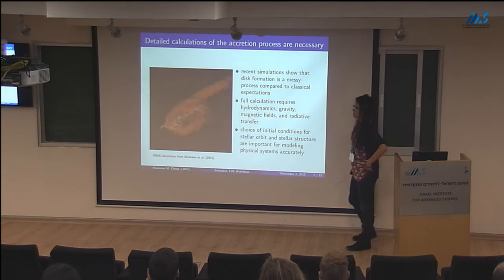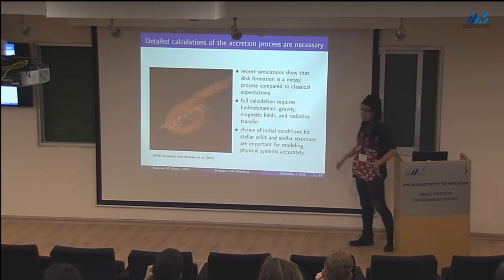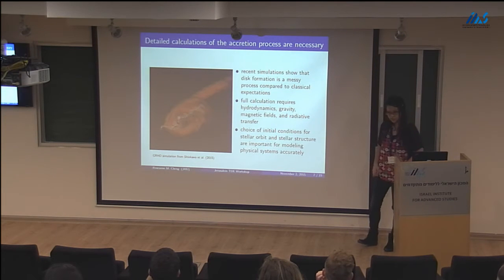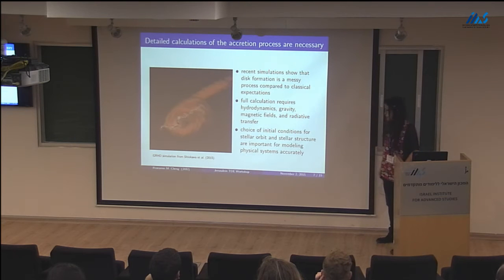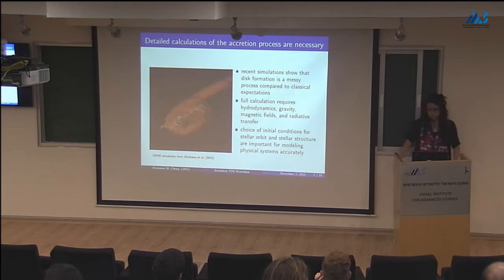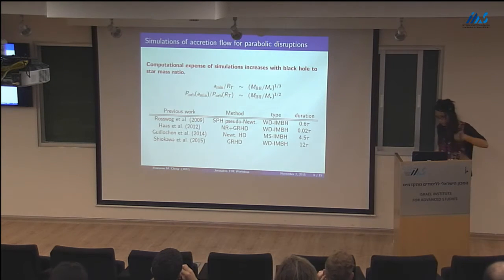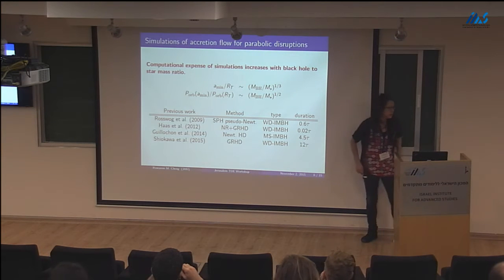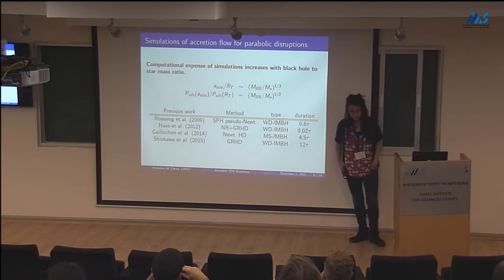Okay, hopefully I've shown and argued that detailed calculations of the accretion process are necessary. This is a very messy problem. It involves hydrodynamics, gravity, magnetic fields, and radiative transfer. I stress that the choice of initial conditions is very important, particularly for the initial orbit, but also stellar structure is important. So even with hydrodynamics and gravity, this is very computationally expensive, and this expense increases with mass ratio.